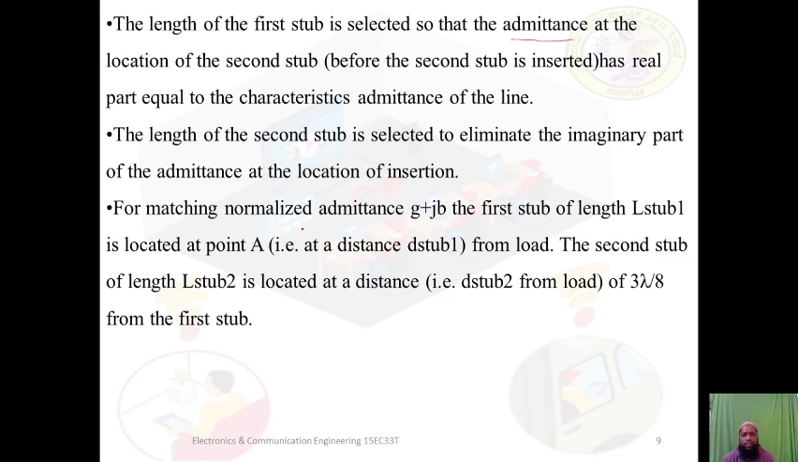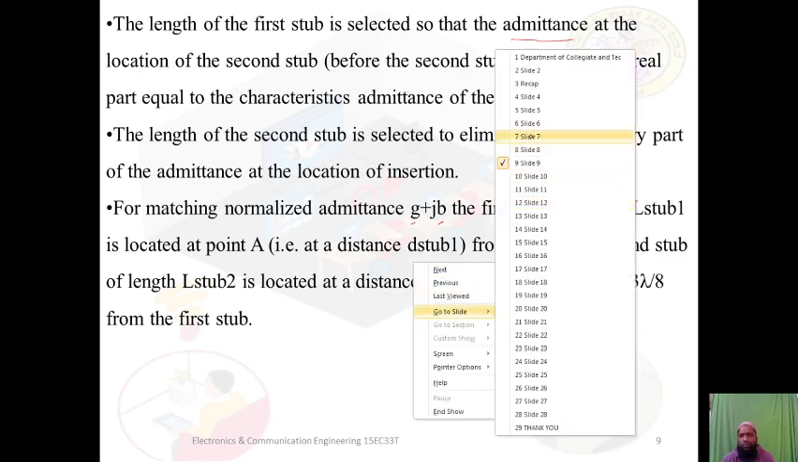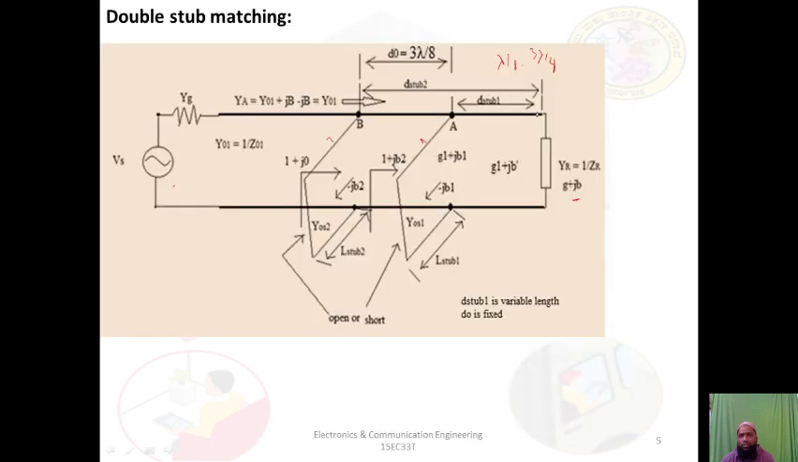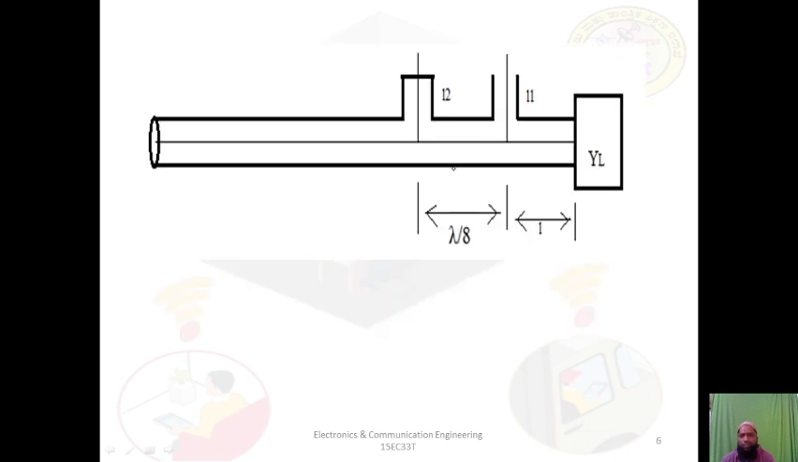ಓಕೆ, ಸೊ ಫಾರ್ ಮ್ಯಾಚಿಂಗ್ ನಾರ್ಮಲೈಸ್ಡ್ ಅಡ್ಮಿಟೆನ್ಸ್ G plus jB, here G is the conductance, B is the susceptance. This is real part and this is imaginary part. The first stub length L stub 1 is located at point A. Okay, at point A, that is D stub 1 from load. So point A now, D stub 1 location 1 connect ಮಾಡಿದ್ದೀವಿ. At point B now stub 2 connect ಮಾಡಿದ್ದೀವಿ.